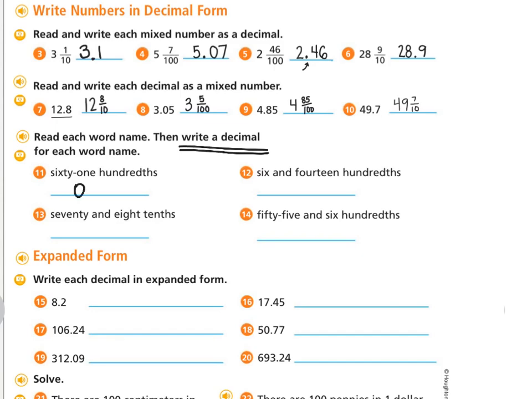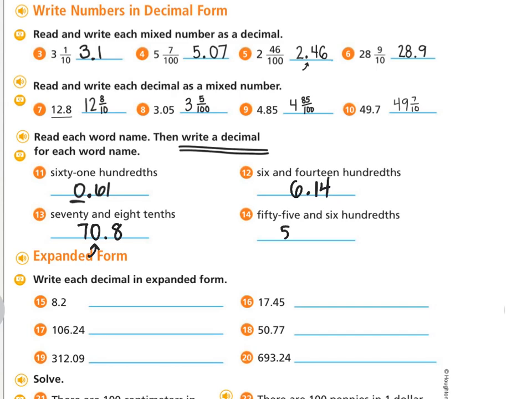So 0 and 61/100ths. If you forgot the 0 there, it's not a big deal because it has no value, so it wouldn't change how much you have, but it's nice to put the 0 there to make sure that people don't miss your decimal point. 6 and 14/100ths, 70 and 8/10ths. Make sure you put your 0 in the one spot there for 70.